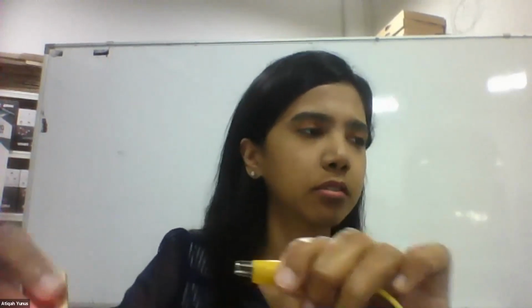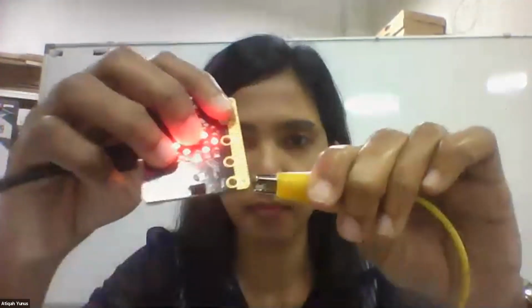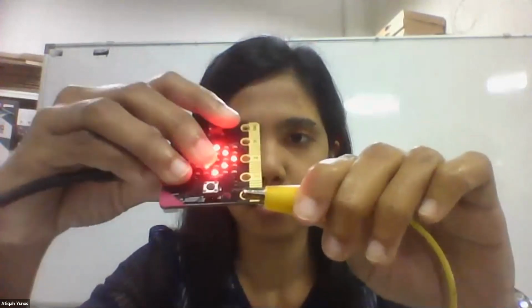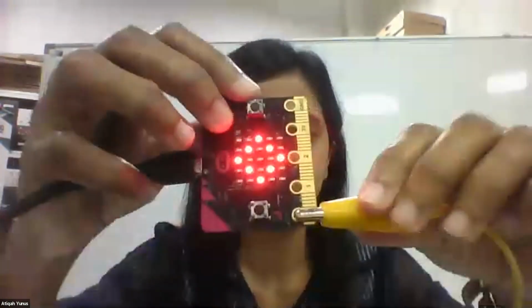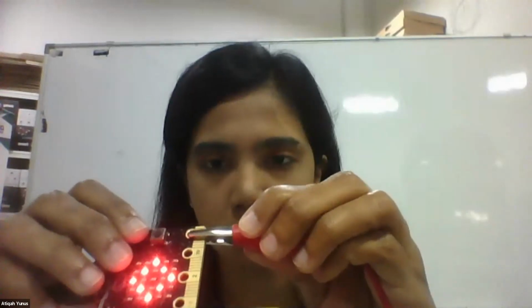Okay, so I should have done that actually. Never mind. You have your crocodile clip on pin 0 here, okay? And I will put another crocodile clip on ground to complete the circuit like that.